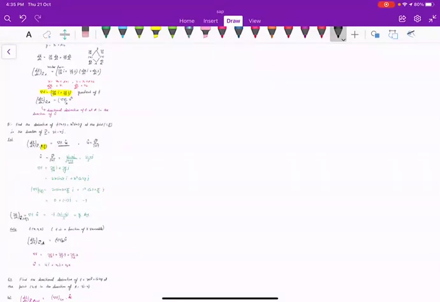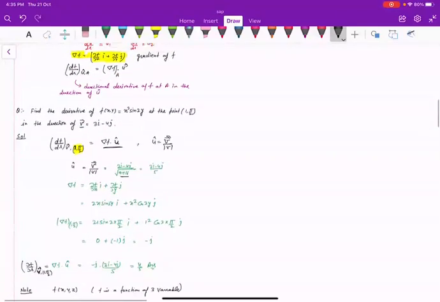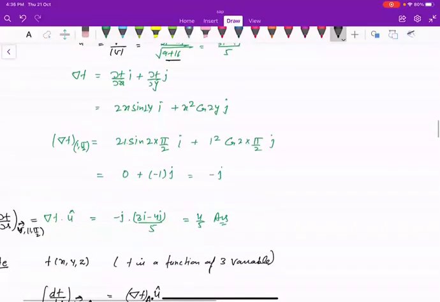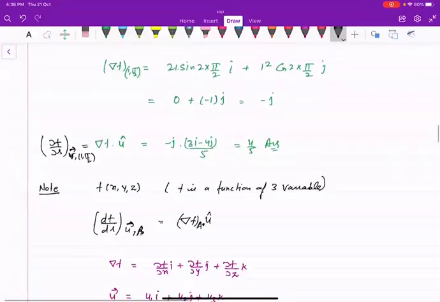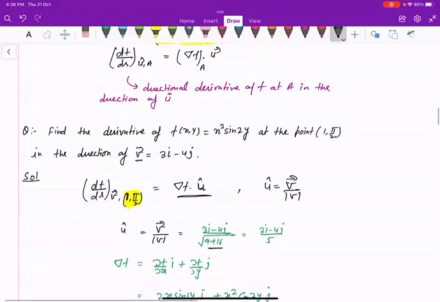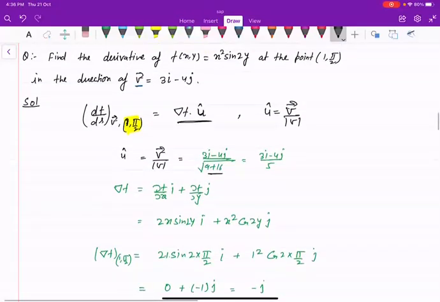I'm just following you. Ma'am, in that derivative, shouldn't it be 2x square cos 2y j? Where you have written df by dy. Del f equals del f by del x i plus del f by del y j. So there it should not be 2x square cos 2y. 2x square. Yes, ma'am.